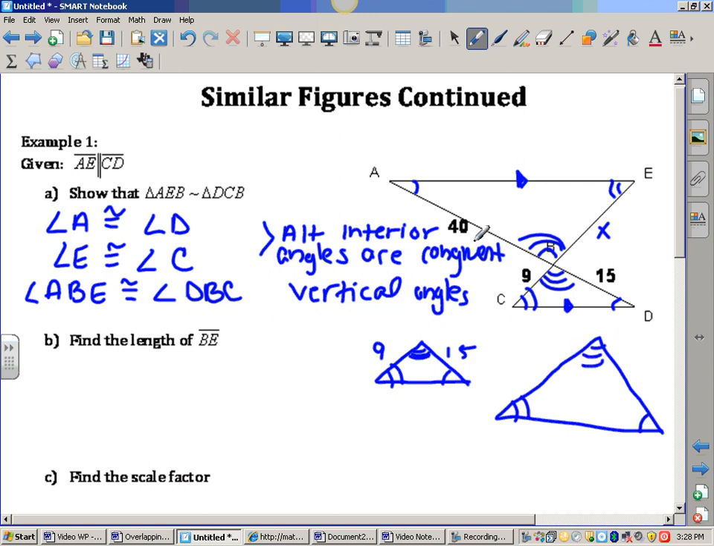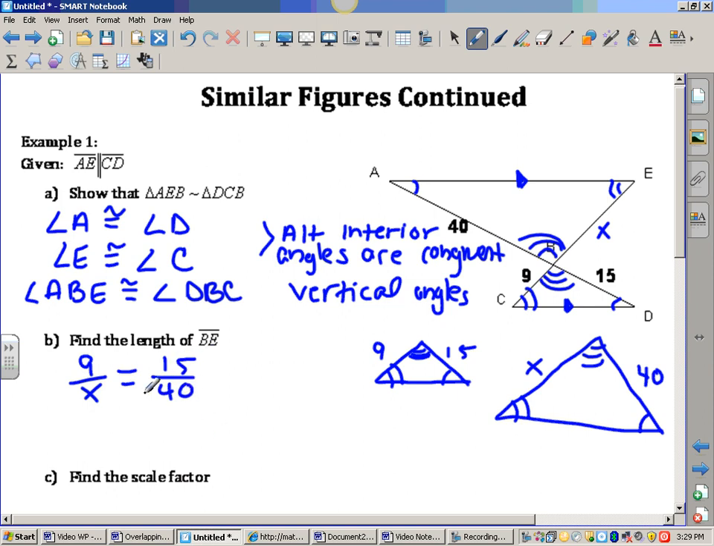So here we go. The side length between the 1 and the 3 is where the 40 was. 1 and 3 is 40. And then X is between 2 and 3. 2 and 3 is X right here. So there are my triangles all set up with the corresponding sides. All you've got to do is set up your proportion. 9 is to X as 15 is to 40.